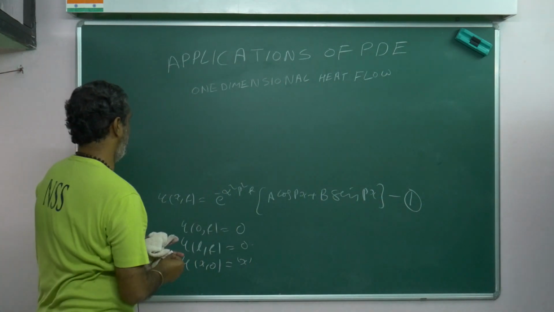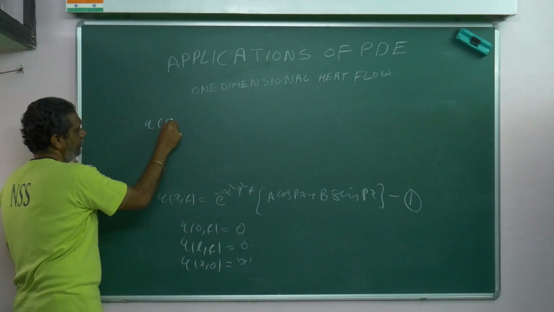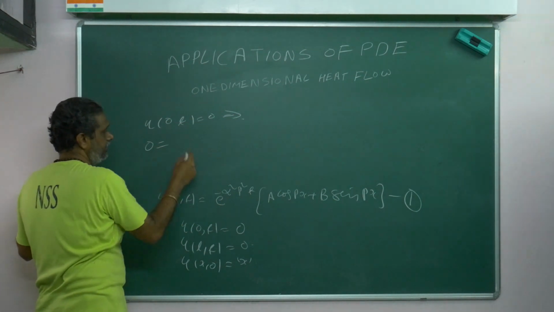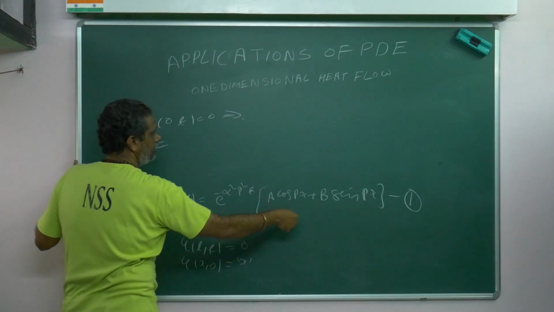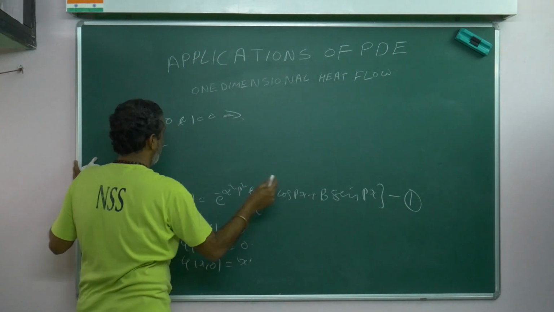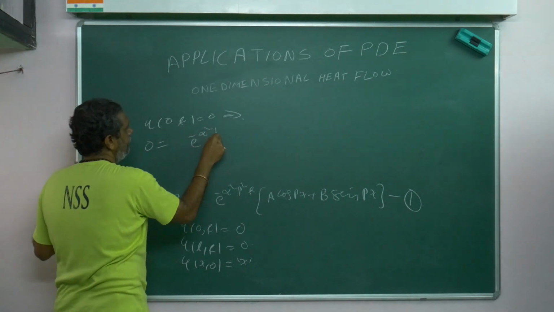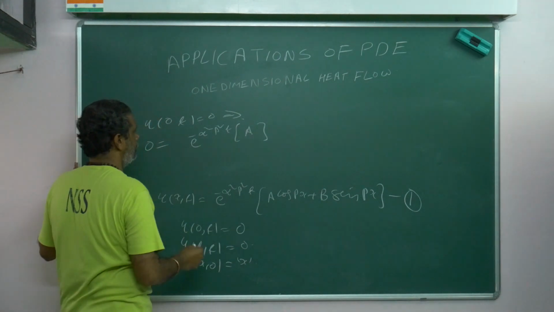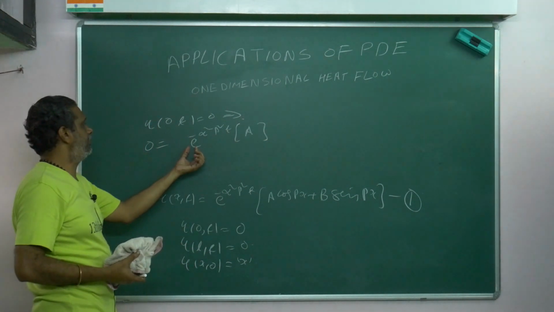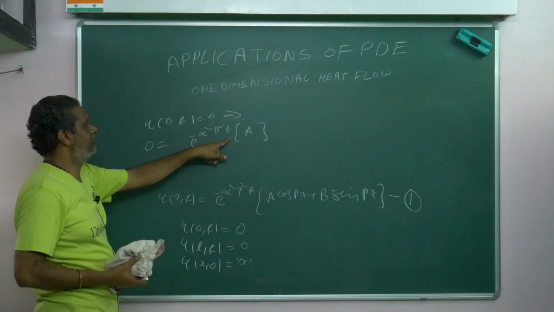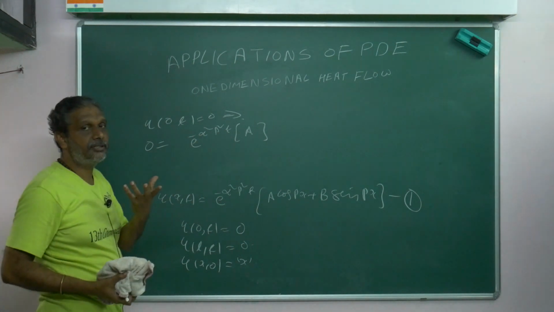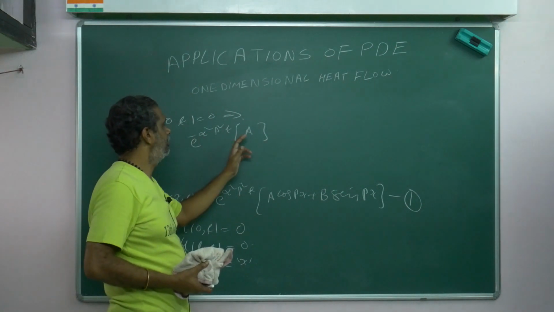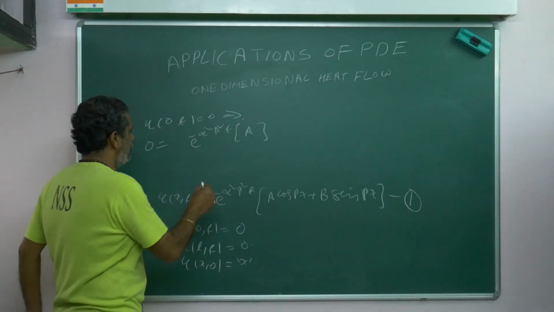Applying the first condition, u(0,t) = 0, what will I get? In equation 1, put x = 0. This term vanishes and this one stands. So e^(−α²p²t) into A equals 0. This cannot be 0, so α²p²t would have to be infinity. Infinity means very high temperature, you cannot stand near the plates, so it is not possible. So the only possibility is A = 0.